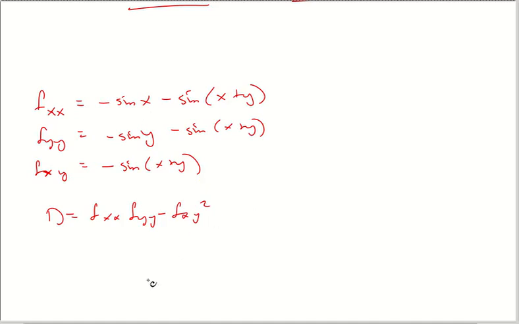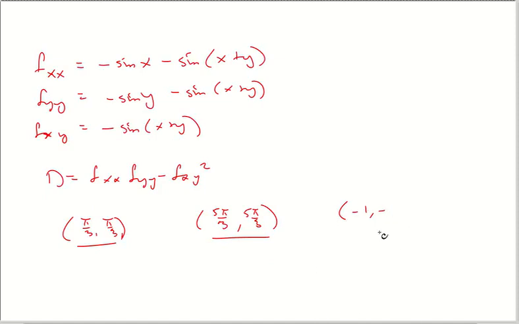So, looking at my points now: pi over 3, pi over 3. I also have another point at 5 pi over 3, 5 pi over 3. And then I have the last point, which I said was at negative 1, negative 1. Okay, no, not negative 1. It was pi, because my x value was, sorry, pi. Okay, that's good.